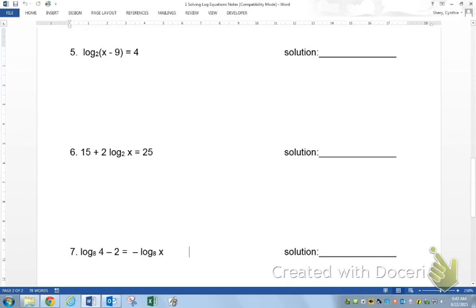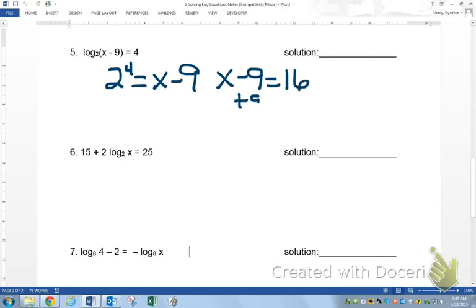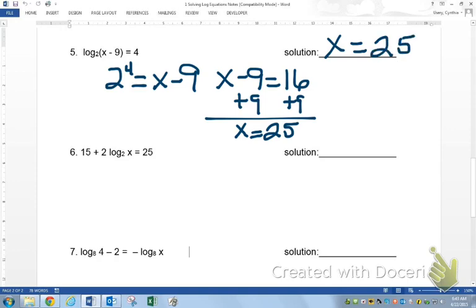All right, number 5, we have log base 2 of x minus 9 equals 4. This is still just a plain old log, so we're going to just rewrite it in exponential form. So it would become 2 to the 4th power equals x minus 9. Well, 2 to the 4th power, according to my chart, is 16, so that means that x minus 9 equals 16. I'm going to add 9, and x equals 25. Make sure you're asking questions if you're not sure about something.